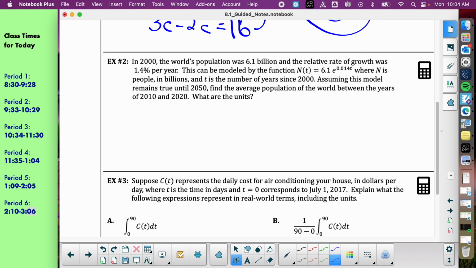Notice the calculator is next to this question. You don't have to do it by hand. You could, but it'd be taking us forever.